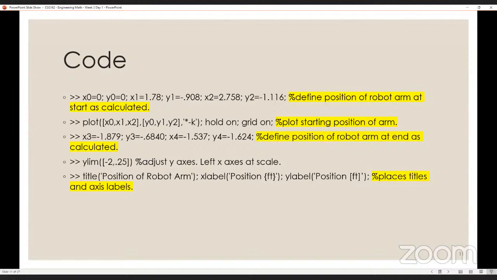So I'm going to plot my point pairs. I'm going to plot open square brackets X0, X1, X2, close square brackets, comma, open square brackets Y0, Y1, Y2. It'll plot X0, X1, X2 with Y0, Y1, Y2. I put my hold on, I put my grid on, and what this is going to do is plot the starting position of the robotic arm.